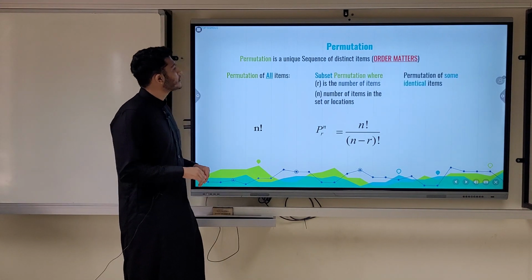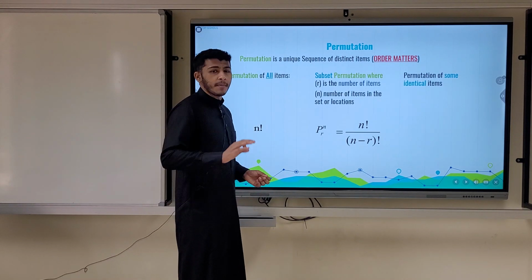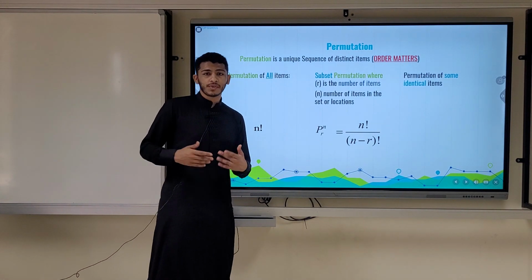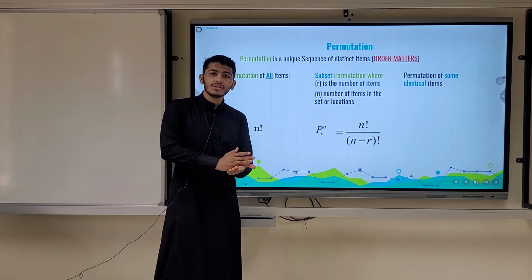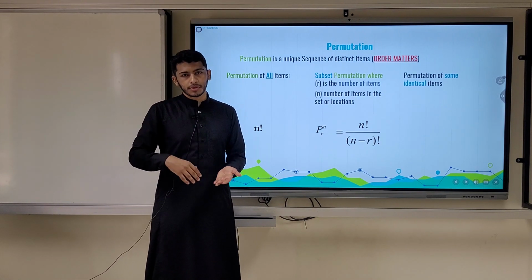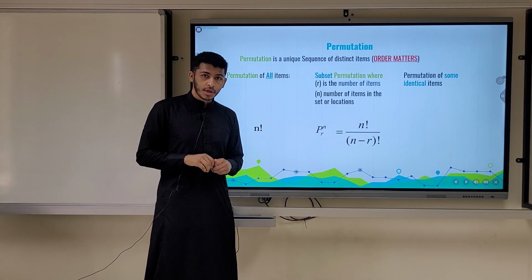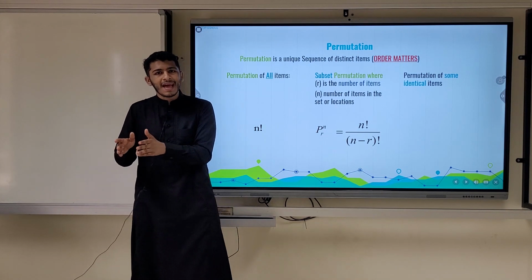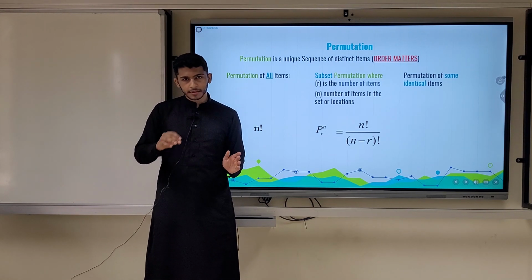So, moving to the third and last one, the permutation of some identical items. Let's say in the case of the books, we said that we have math, chemistry, physics, and history book. Let's say now we added a new history book. So now we have 5 books, but we have 2 identical books. Do we count the new history book as a distinct, unique book by itself? No, we don't do that.